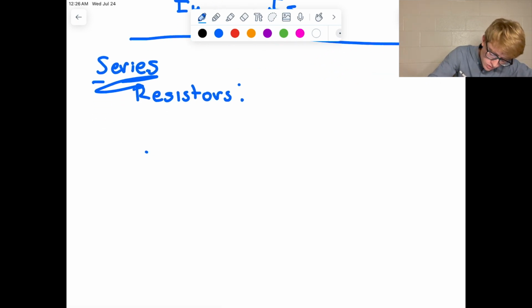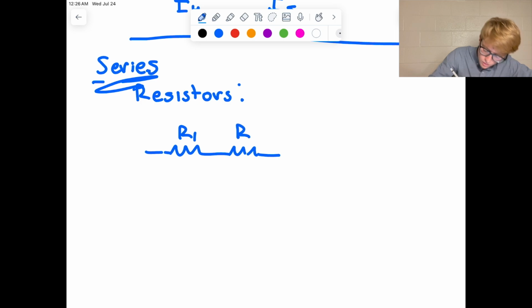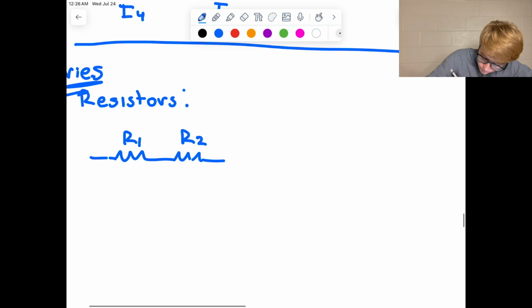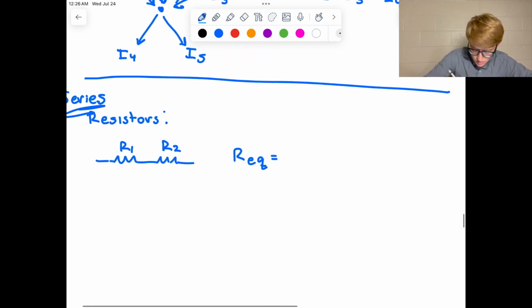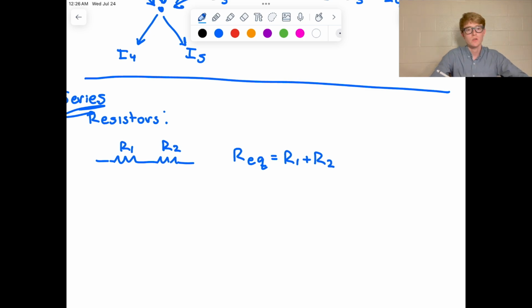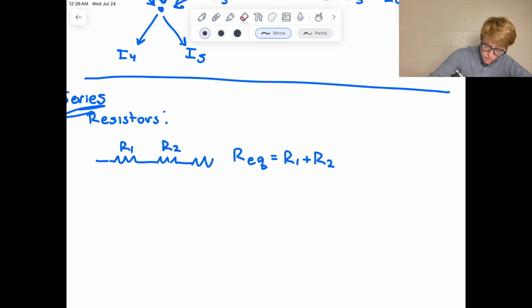So what happens if I have resistors in series? How can I simplify that? We have R1 and R2, and then we could have more, but you'll get the idea with just these two. We can create an equivalent resistance, which I'm going to call REQ, by just adding these two components together. So in series with resistors, we add: R1 plus R2, and if I had more, I would just add that on.